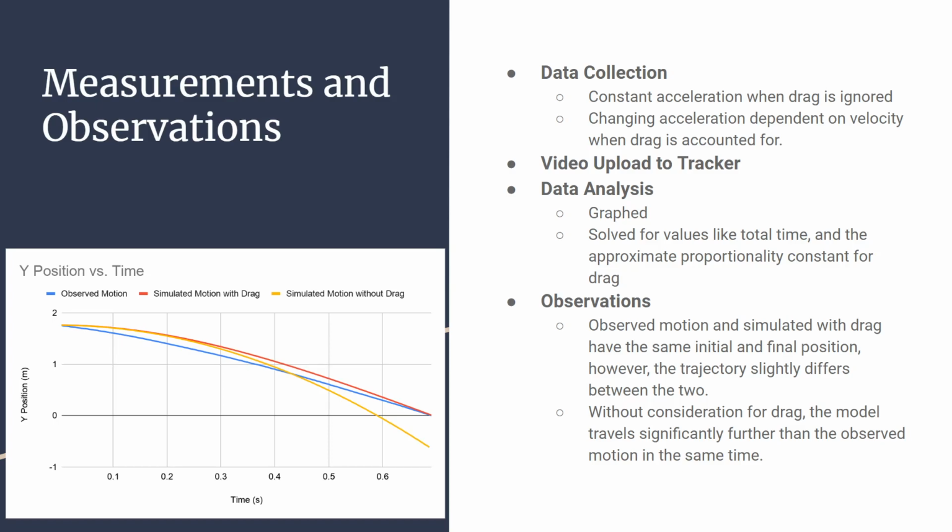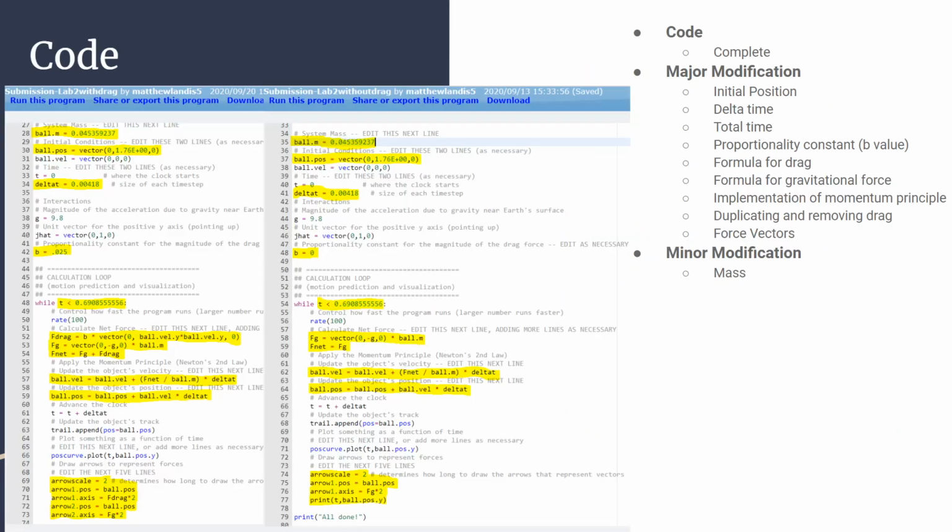I saw that the physical object's acceleration reduced over time, which is likely the result of the drag forces that were only considered in certain models. The physical object followed the predicted motion with the drag quite nicely. When drag is not considered, the object travels significantly further in the same time interval.